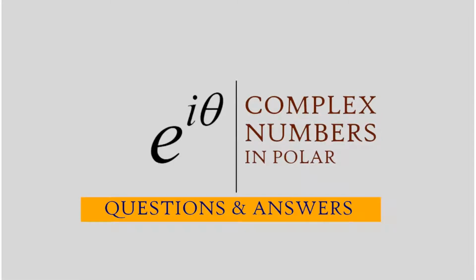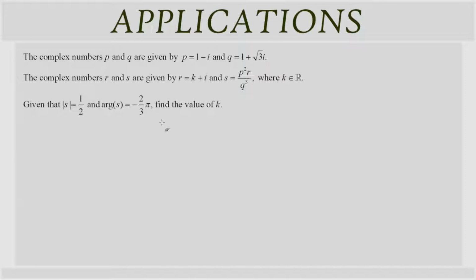Today I'll be going through the questions and answers series for complex numbers in polar. So the first question: complex numbers are given by P and Q, these values, and R and S are given by these values, where R contains an unknown number K, which is the real part of R, and R is inside S, where S is given by the modulus and argument, which essentially gives the value of S in polar form, with P and Q in the numerator and denominator.